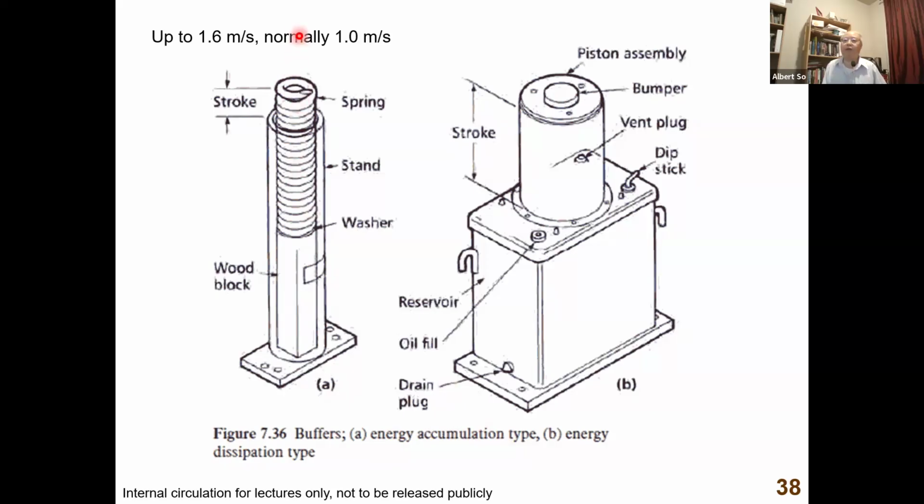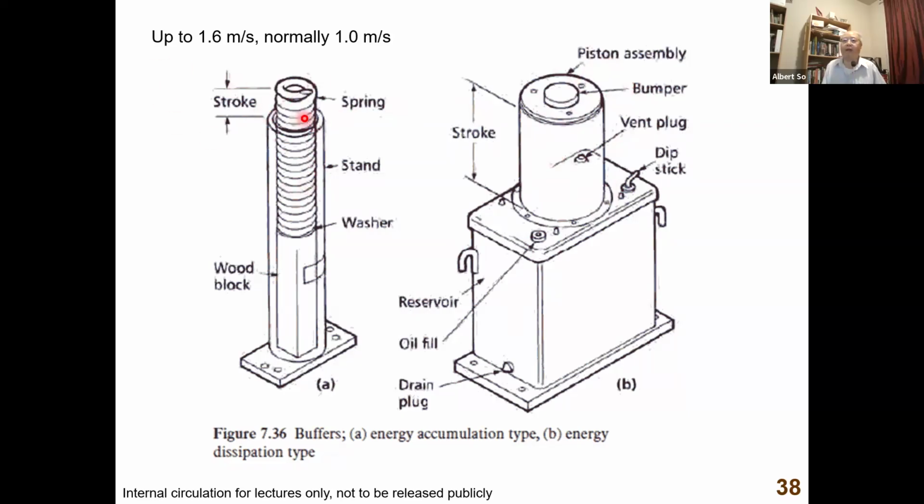Why? Because when the moving car hits the buffer and compresses it, the kinetic energy from the lift car is stored inside the spring as elastic energy, right? So energy is accumulated. It's not dissipated. But for oil, when the car hits the oil buffer, the plunger will go into the oil, and the oil will dissipate energy. So that's why it's called the energy dissipation type. This is for high speed cars, and the spring is for low speed cars.